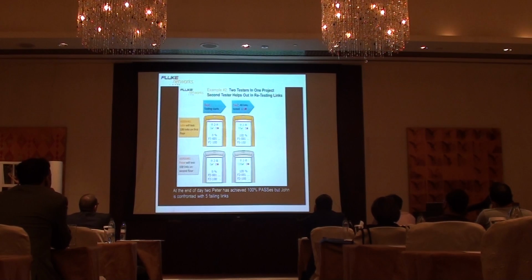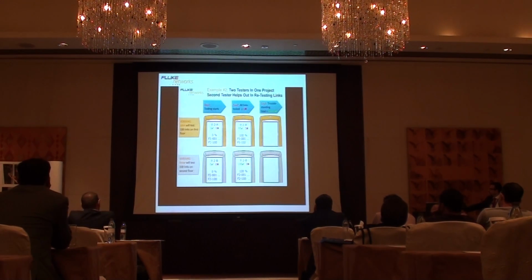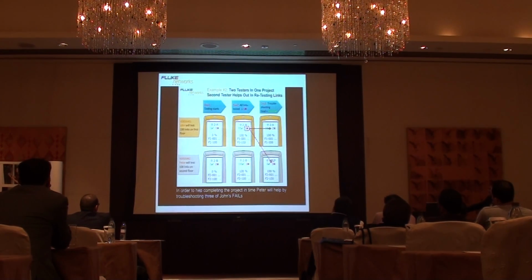At the end of day 2, Peter has achieved 100% passes, but John is confronted with 5 failing links. In order to help completing the project in time, Peter will help by troubleshooting 3 of John's fails. John moves 3 of the failing links into a mini project named Help.